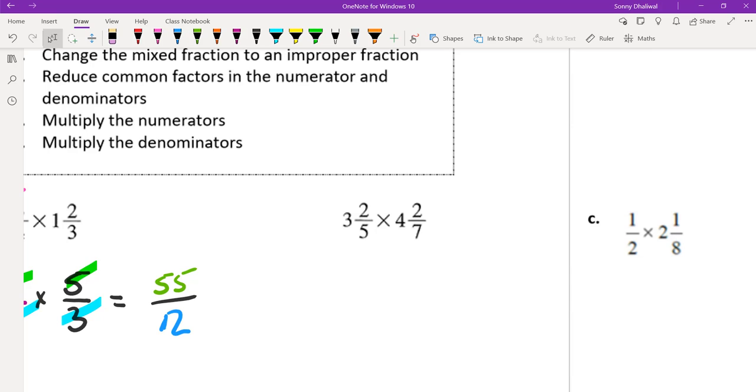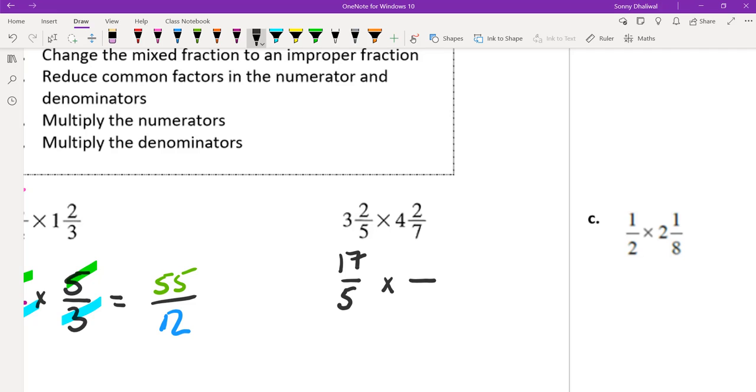Okay, let's do the next one. We're going to convert these to improper fractions. Caitlin, do you know this one? What's the denominator for the first number? 5. Excellent. What should the numerator be? It would be 17. That's correct. 3 times 5 is 15. Add the 2, gives us 17.